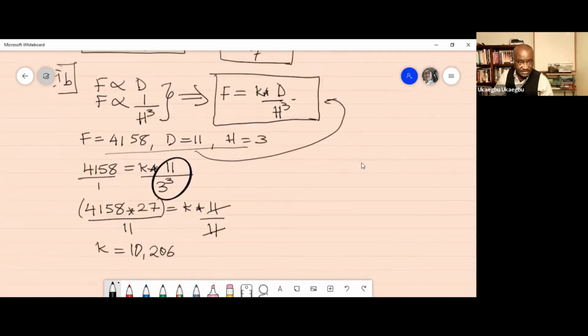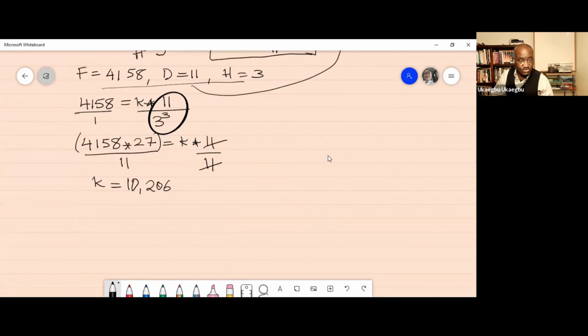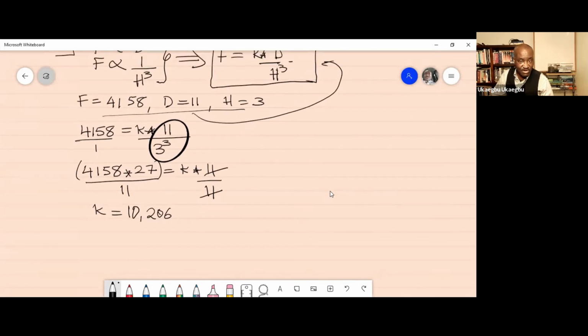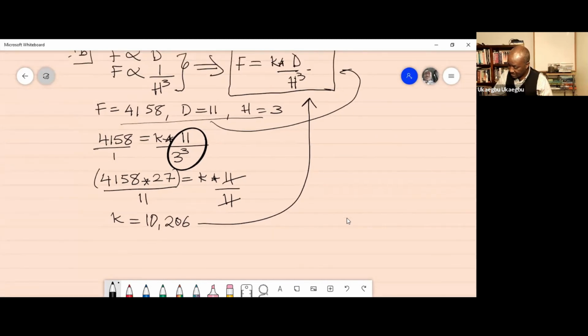Now, back to the question. The question says determine the mathematical model. You just got K, so the mathematical model is to substitute this value back into the equation. So that should be F equal to 10,206 multiplied by d divided by h cubed. And this is your final answer.